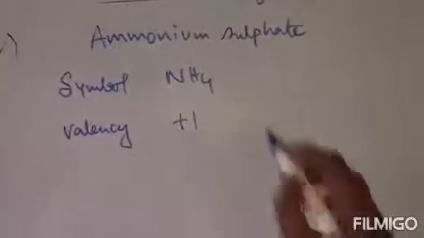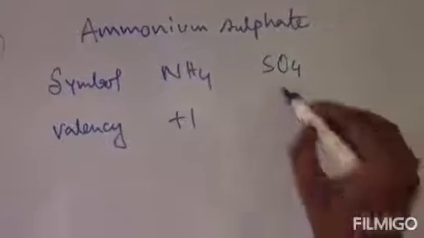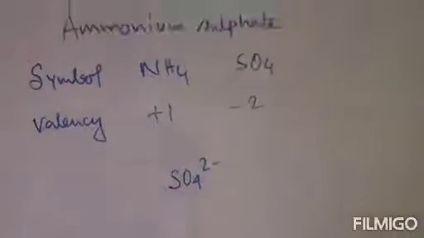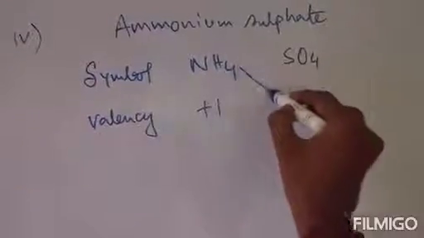Next, sulfate. The sulfate formula is SO4 and the valency is -2, because this is the sulfate ion. Clear? So the valency will be -2. Now cross multiply.